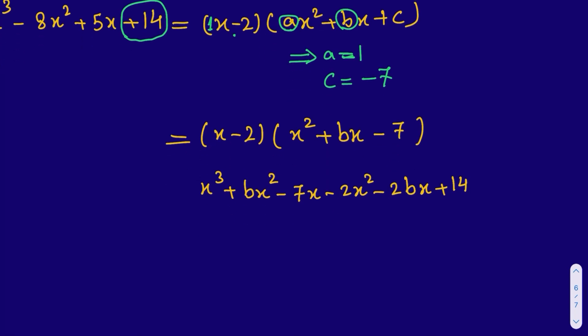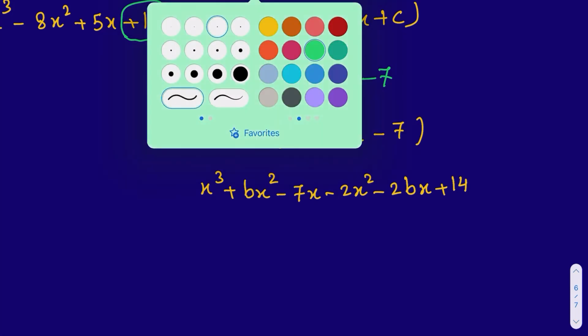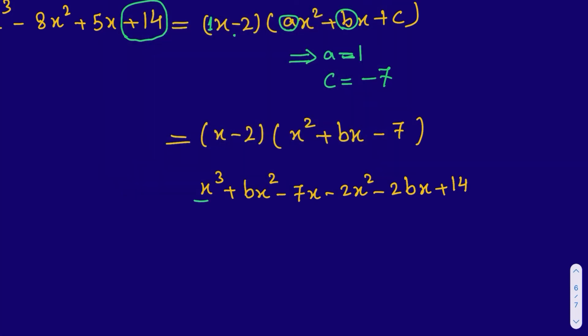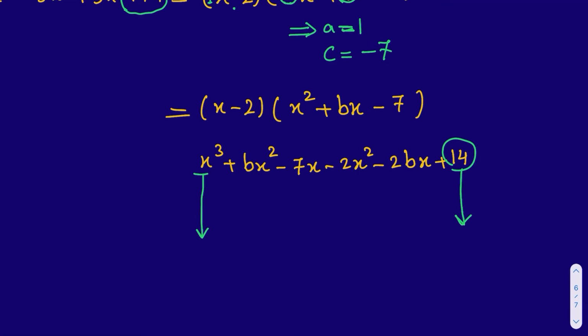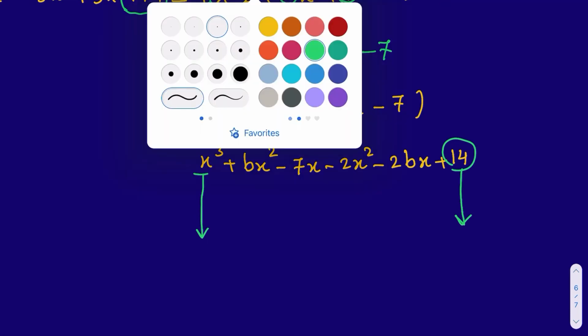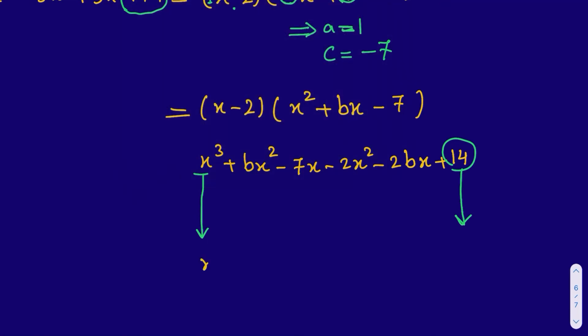Now, what we do is we need to look at the first term and the last term, or constant number. We just copy them below without any change. And this is the third step. So we will write them below, and so this will be x to the power of 3, and this will be positive 14.